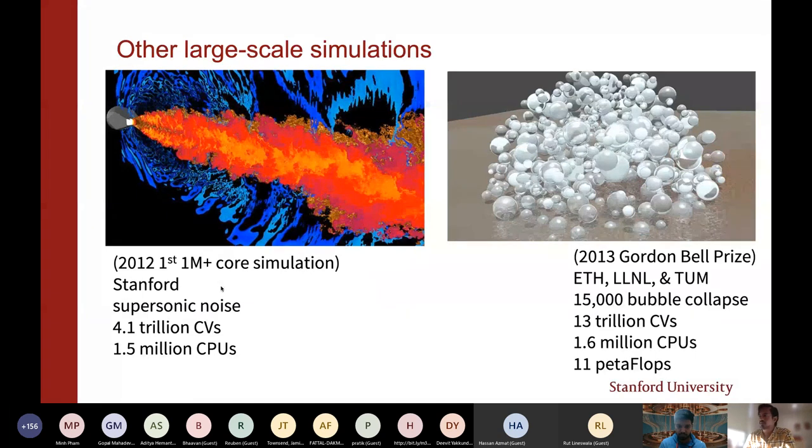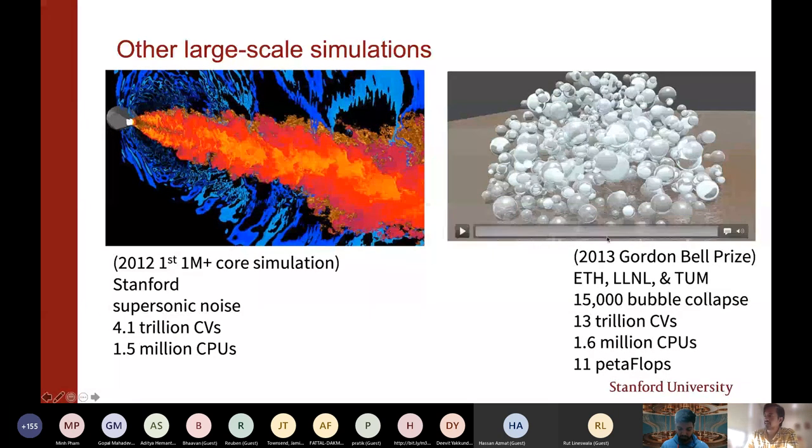Before transitioning into the quantum computing part of it, I want to quickly show some other large scale simulations that are out there, which are milestones in CFD. This on the left is supersonic noise, done at Stanford. This was the first 1 million CPU core simulation, and they used 4.1 trillion control volumes and 1.5 million CPUs for this one.